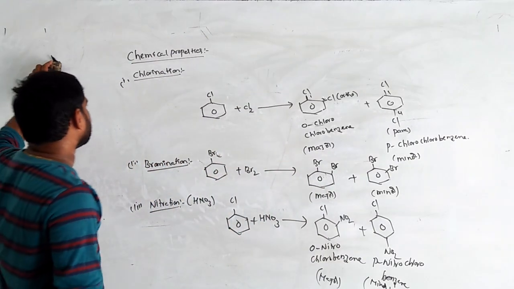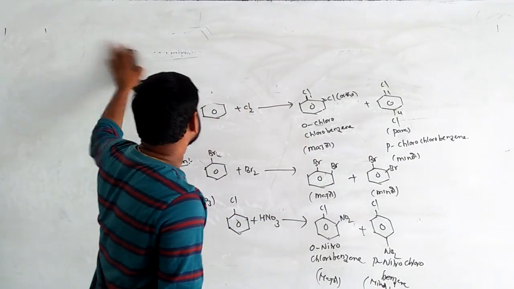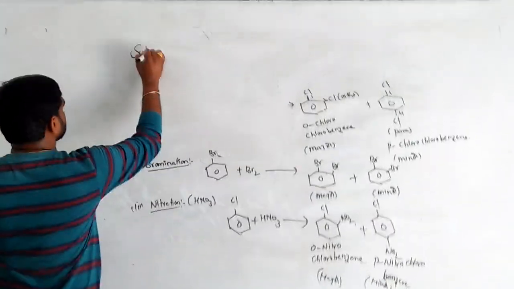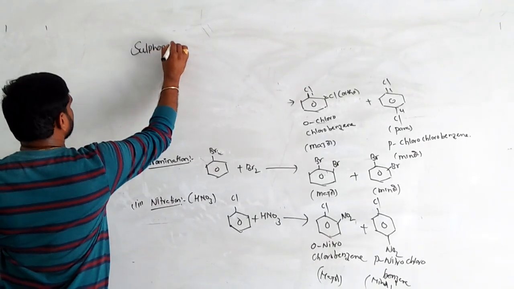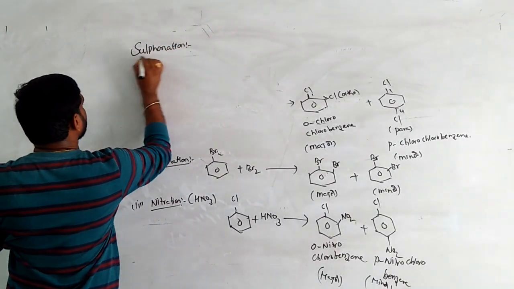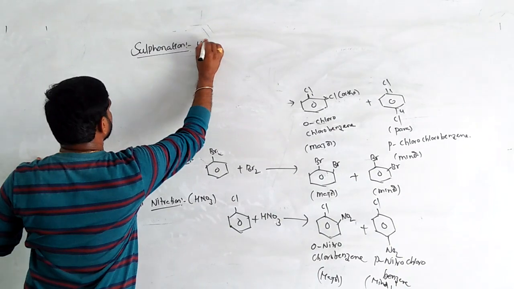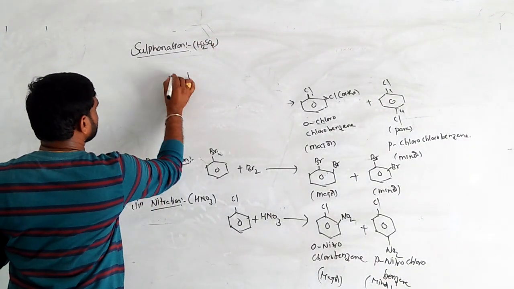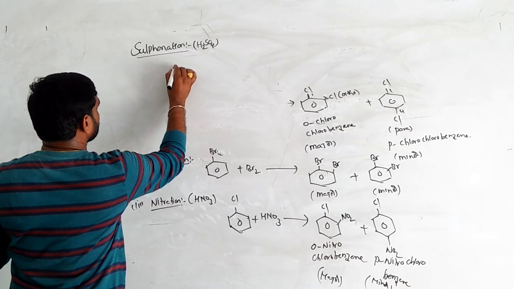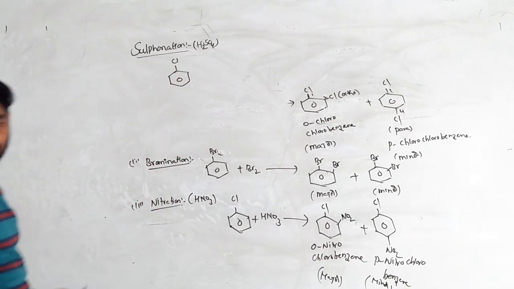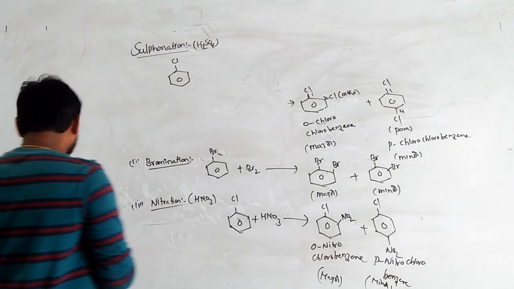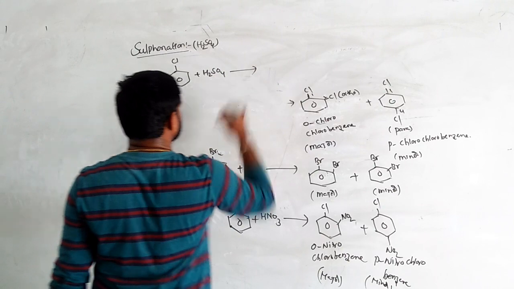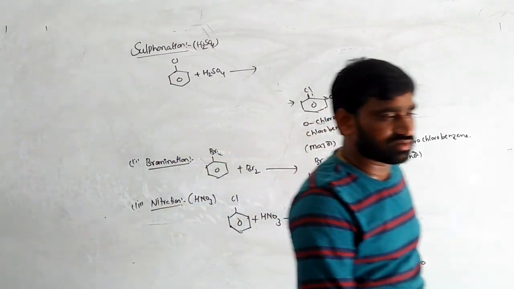Nitration means reacts with HNO3. Next one, sulfonation. Sulfonation reacts with sulfuric acid, H2SO4. Here, chlorobenzene is treated with H2SO4, sulfuric acid, to give two products.